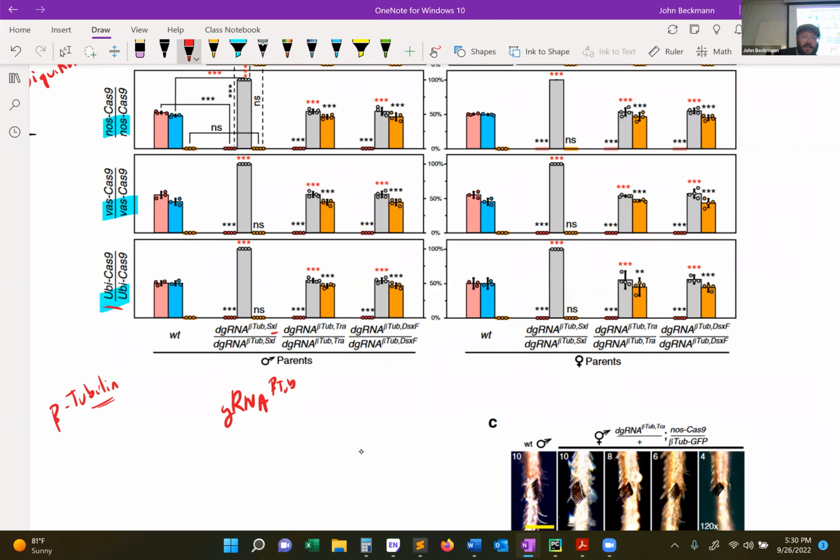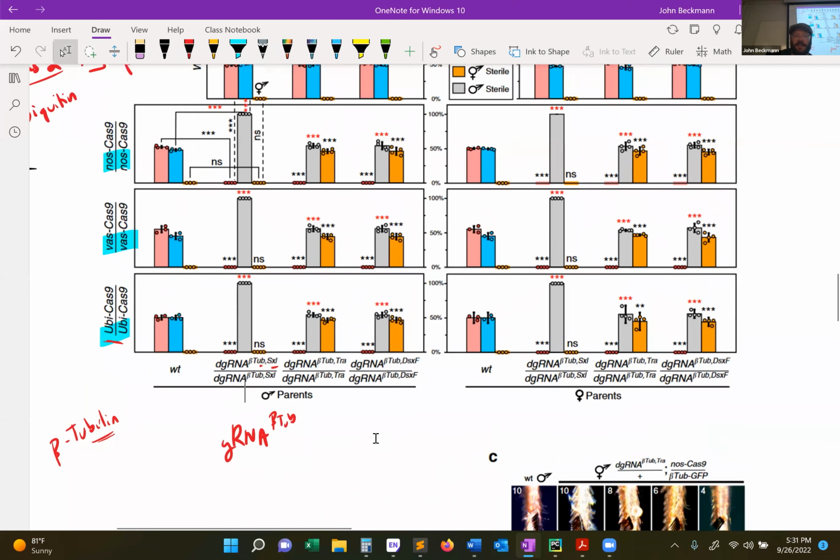SXL, that's sex lethal. So this guide RNA is essentially like double guide RNA. I think that's what DG is, double. Somebody check me on that. I think it's double guide RNA. So it's two targeting beta tubulin and sex lethal, or beta tubulin and TRA, beta tubulin and double sex. So they're testing the simultaneous sterility plus sex sorting.